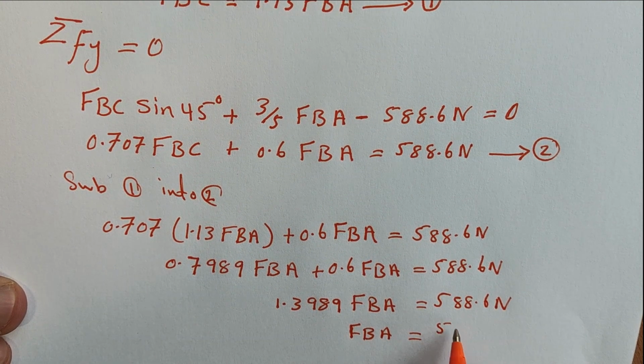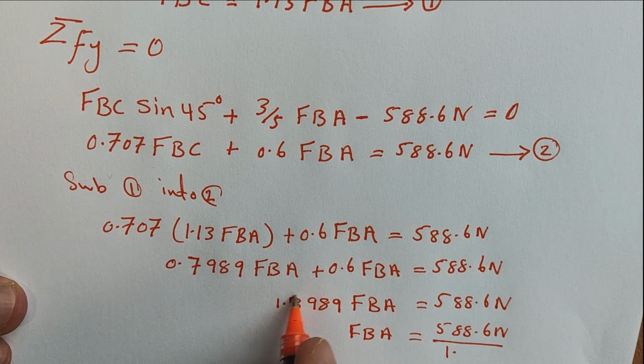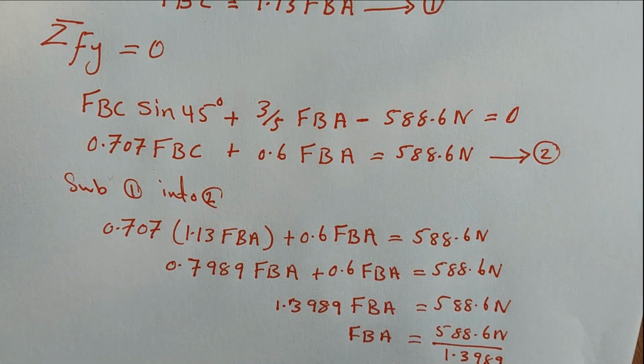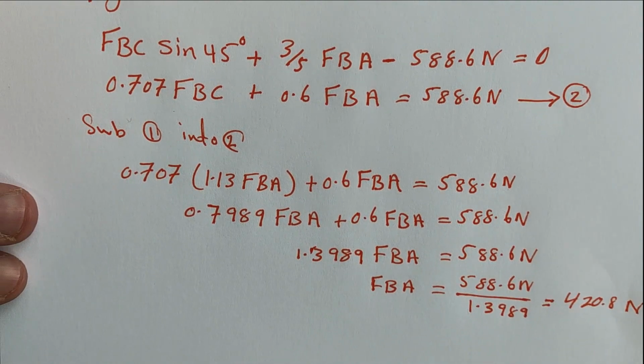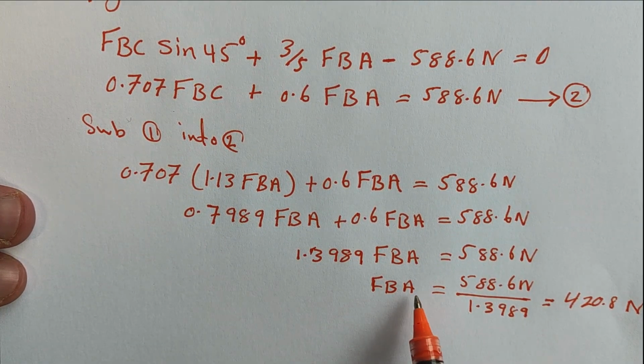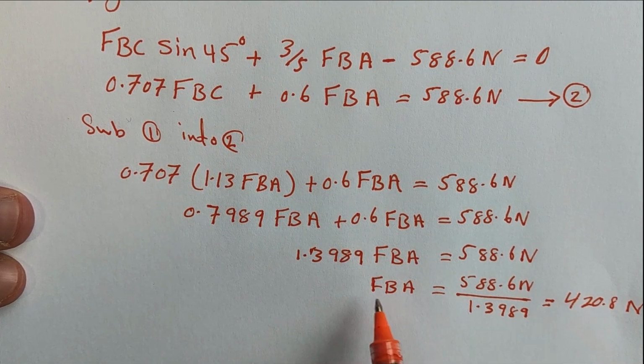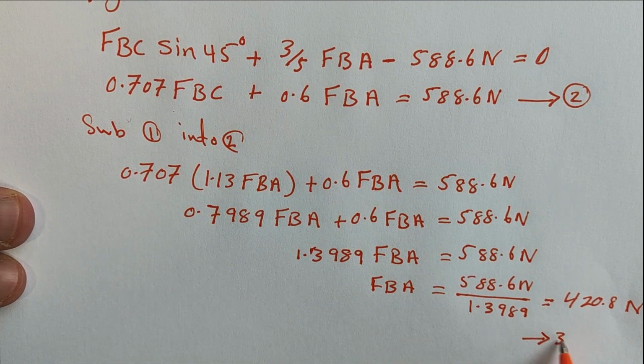Solving for FBA, it equals 588.6 Newton divided by 1.3989, and when you divide these two together, that equals 420.8 Newton. Now we have found FBA. Let's name this equation number 3.